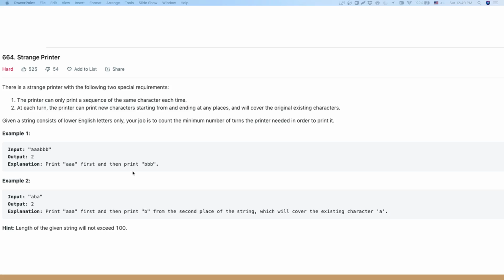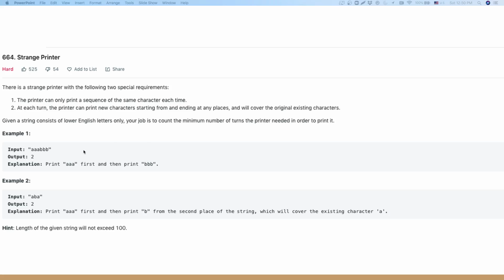And the next one is a little bit different style of interval dynamic programming. String printer. There's a string printer with the following two special requirements. The printer can only print a sequence of the same character each time. At each turn, the printer can print new characters starting from and ending at any places, and will cover the original existing characters. Given a string consisting of lowercase English letters only, your job is to count the minimum number of turns the printer needs in order to print it.